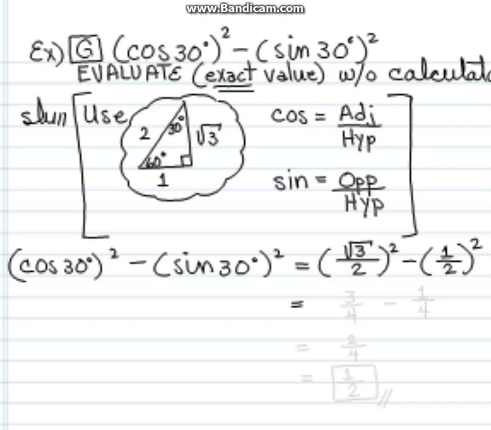Now let's go ahead and square the top and the bottom. Square the top, we get 3. Square the bottom, we get 4. Minus, square the top, 1. Bottom would give us 2 squared, which is 4. When we square 2, we get 4. Okay, so 3/4 minus 1/4.